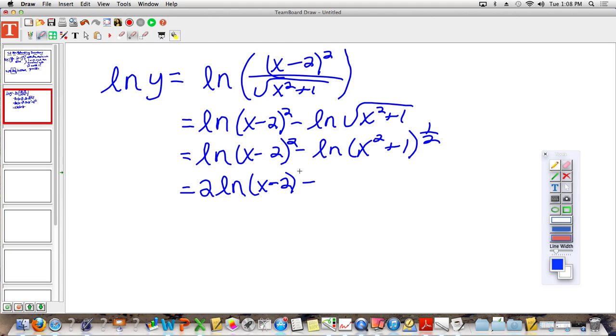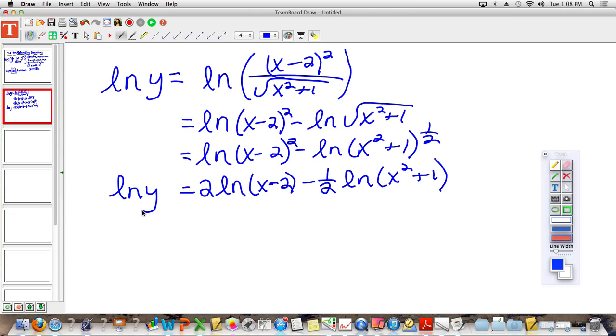Okay. 2 ln of (x minus 2) minus 1/2 ln of (x squared plus 1). So far, so good? Yes. All right. And on the left-hand side, we still have the ln of y.